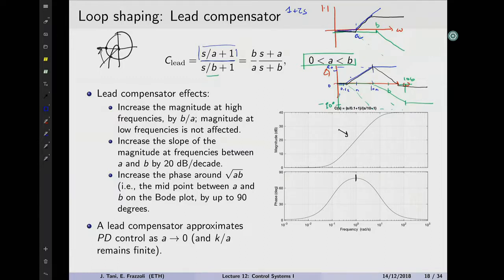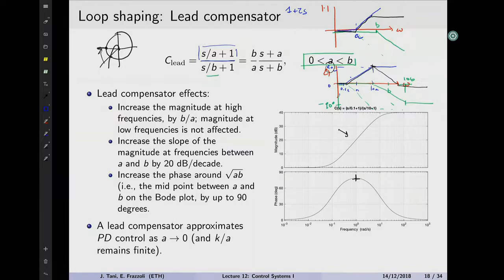But remember that a lead compensator can at most provide 90 degrees of phase increase, right? There's no way you can provide more. If you need to increase the phase of your system by 180 degrees, you'll probably need to put at least 2 of these, maybe more of these elements. Remember that we can, in theory, add as many as we want to the controller.